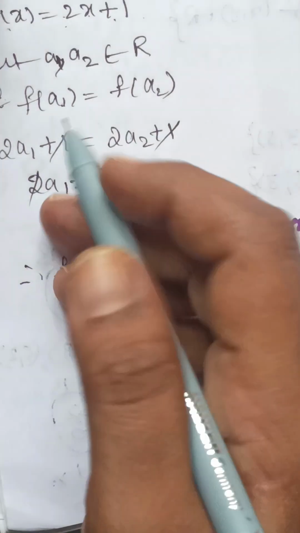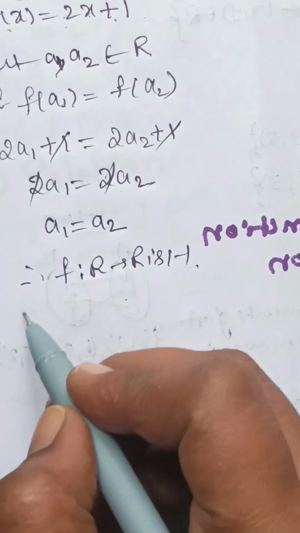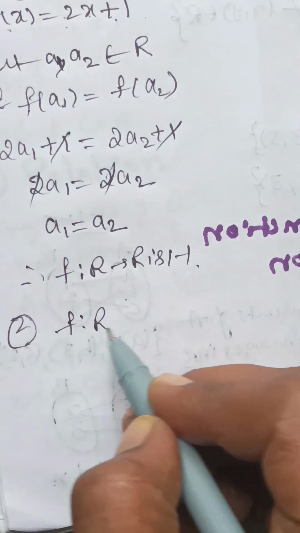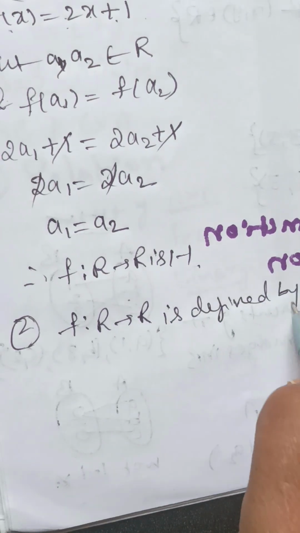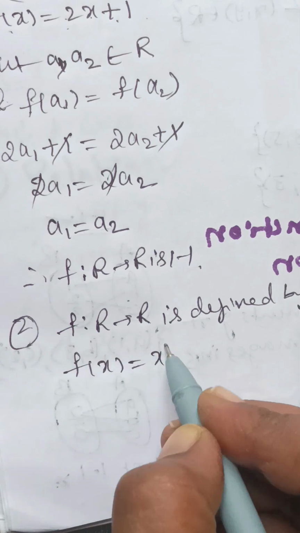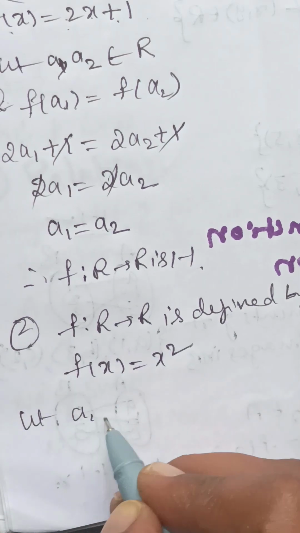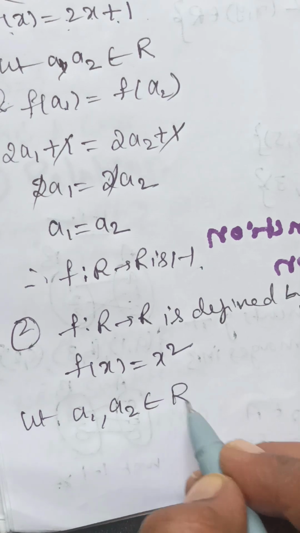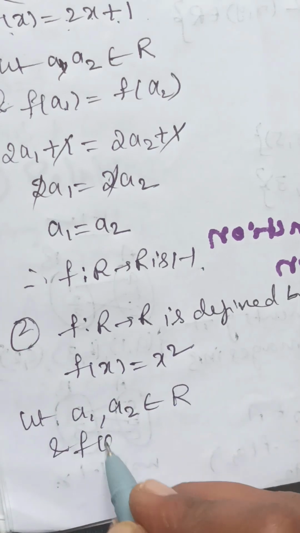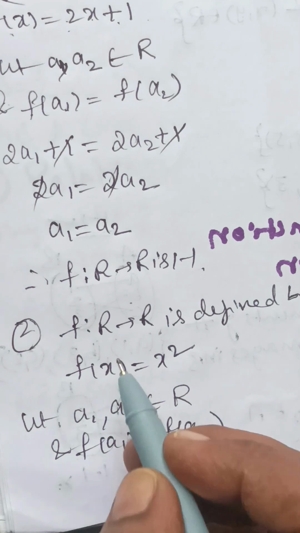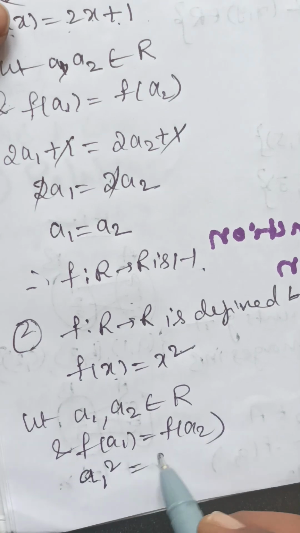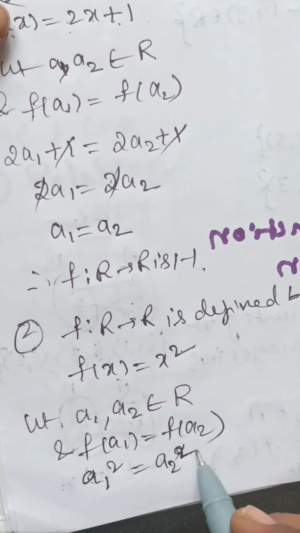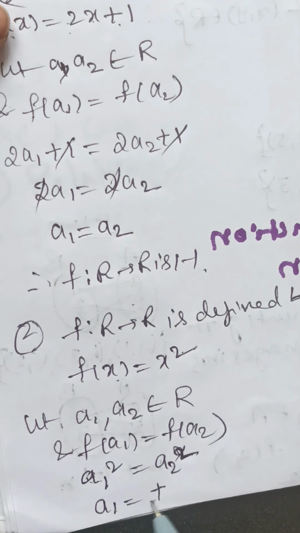Now take another example. f maps R to R is defined by f of x equal to x square. So again take two elements a1, a2 belonging to the first set, and also take f of a1 equal to f of a2, and f of x is defined as x square. f of a1 is a1 square equal to a2 square. Okay, then you can write it as a1 equal to plus or minus a2.